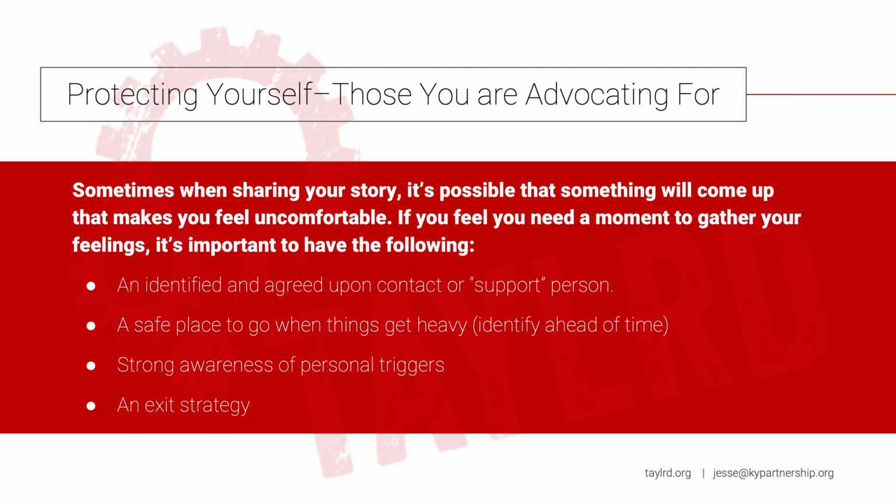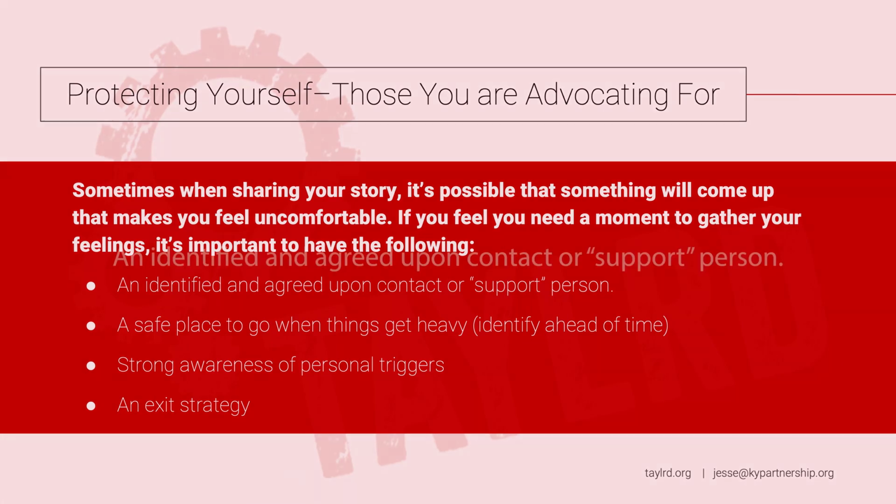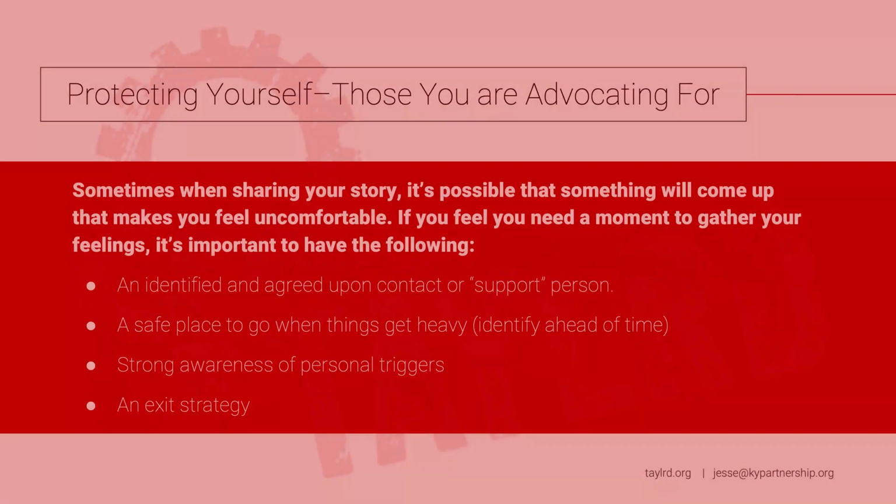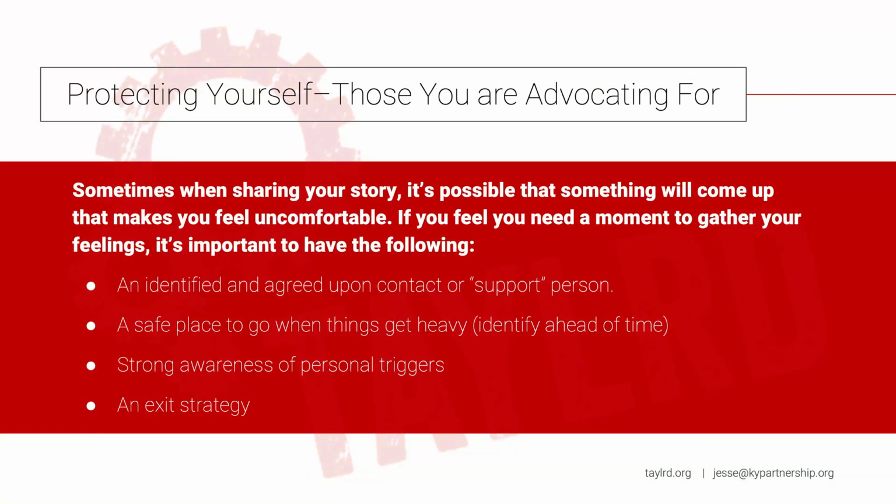If you feel you need a moment to gather your feelings, it's important to have the following: an identified and agreed upon contact or support person. This can be a family member, a friend, a colleague, a coach, or mentor. It is vital that you communicate with this person and they know when you might need to call them and what they can do to support you.